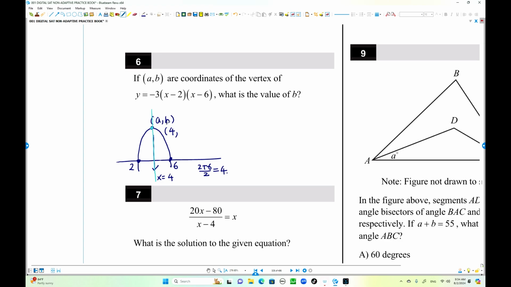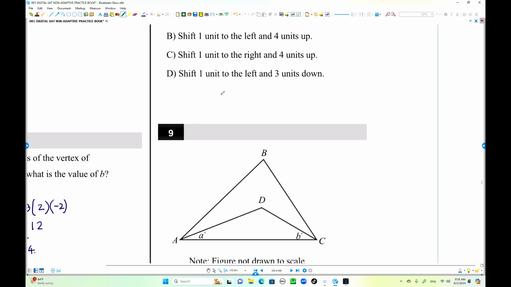So what is the value of b? Okay, put this number 4 in the equation. So for the value of b, I'm going to use b. b equals negative 3 times 4 minus 2 times 4 minus 6. 4 minus 2 is 2, 4 minus 6 is negative 2, right? So that equals 12. 12 is the answer, okay? That's the answer. Here is number 8.